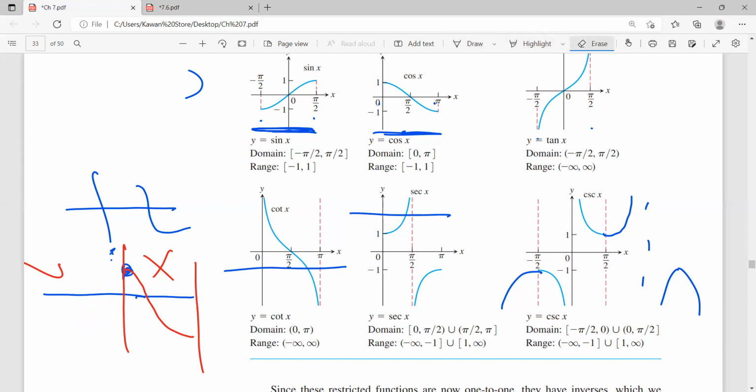From pi over 2 to pi is also a 1-to-1. So because it's 1-to-1, we can take an inverse. But internationally, no, we see from that part. Understood?